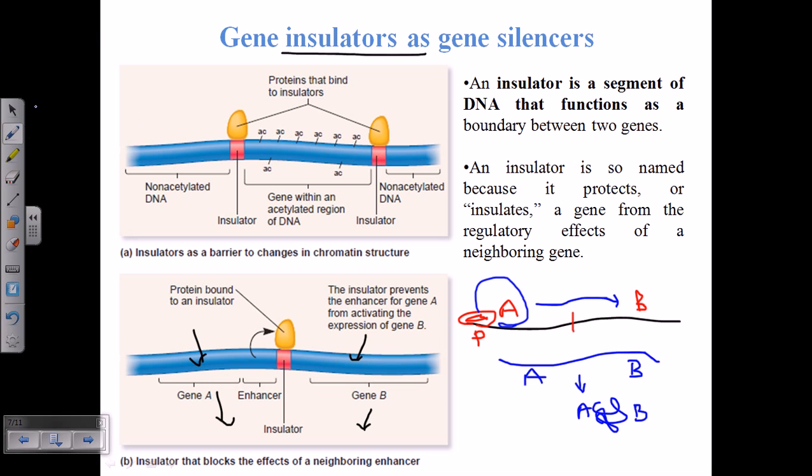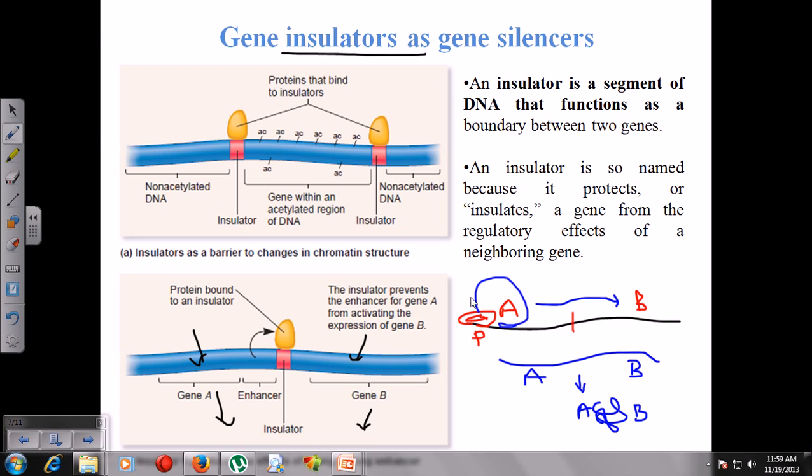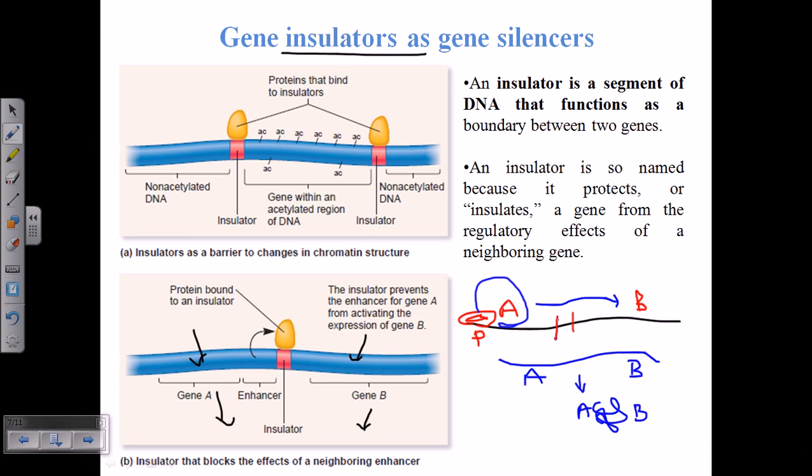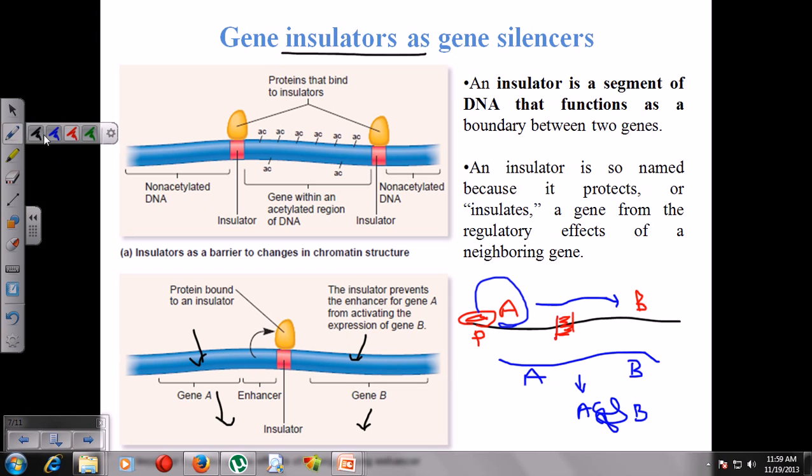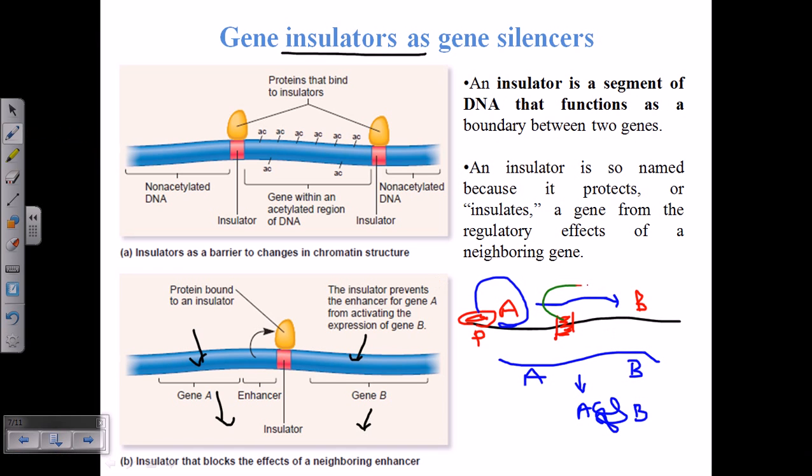But imagine if there is an insulator region present in the middle. Suppose this part is the insulator region. Now if this part is present in this particular case, then what will happen? And if this region is blocked by a protein, so let me take the protein here, it is an insulator binding protein. If it blocks the insulator region by attachment, then what will happen?